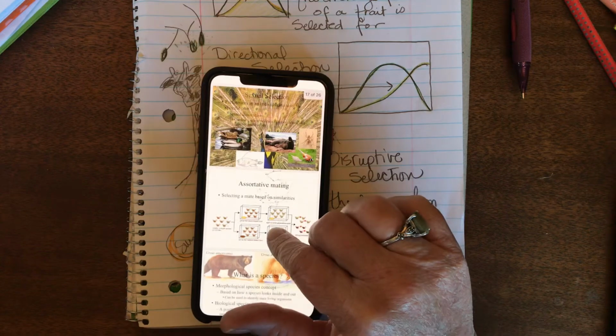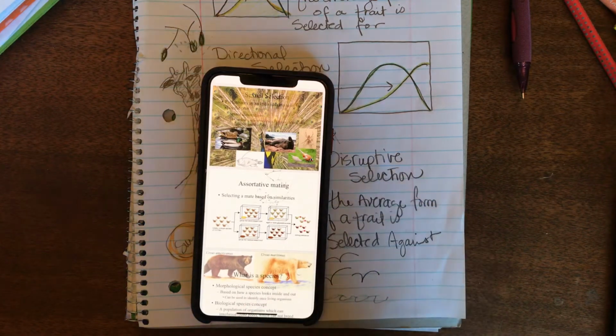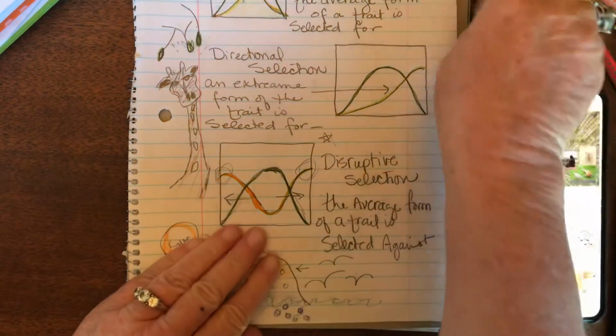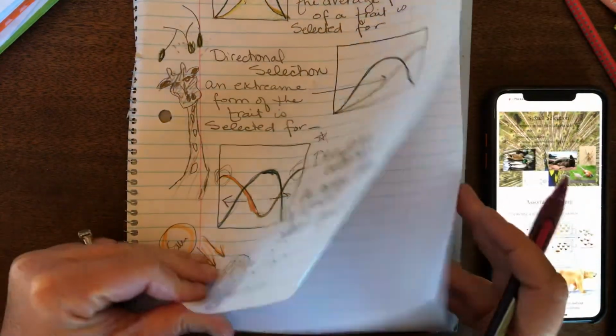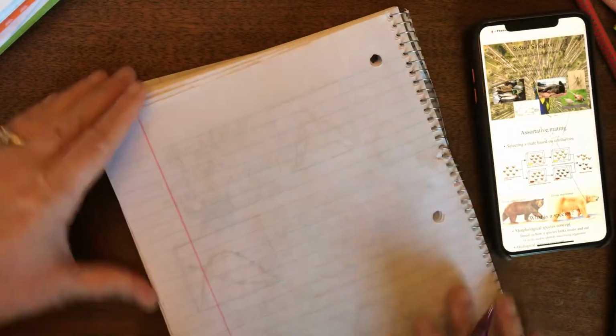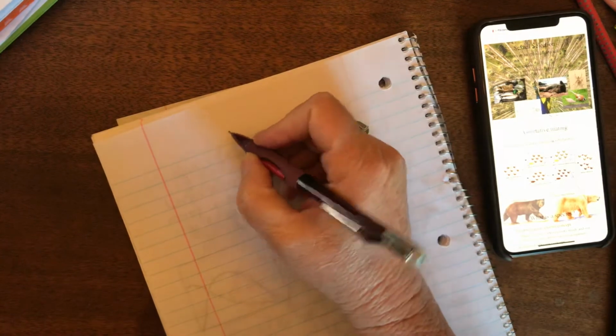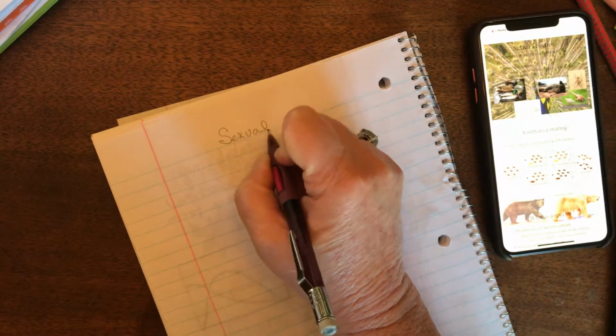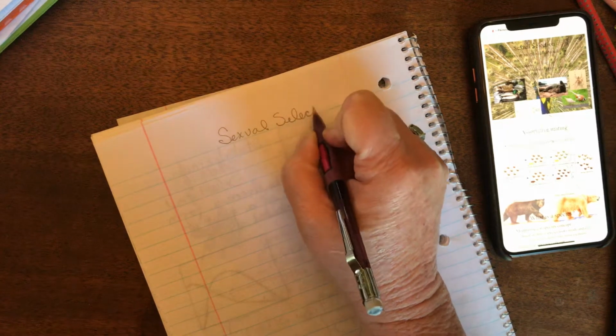We probably won't make it that far today, though. So let's start with the sexual selection slide. We'll turn the page, move on, because we're done with that one. And today we're going to talk about sexual selection.